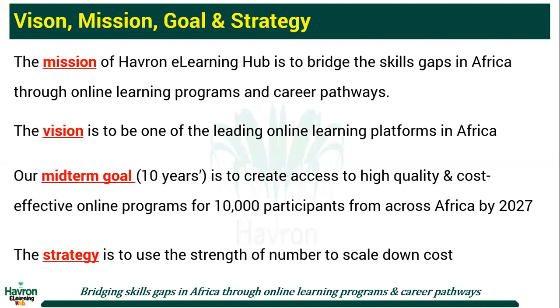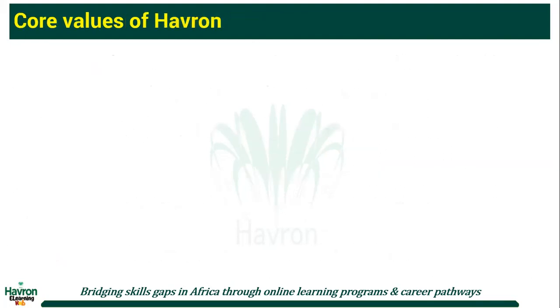You know, if you are taking a course, let's say a master's program, which will cost you about 16,000 pounds, because we have the number that we provide to the universities, they grant us discounts. And so it is cheaper to go through Havron for the participants. And for the university, it's easier to go through Havron because we give them the number. So this is our strength, and we have used that to scale down the cost of high quality education.